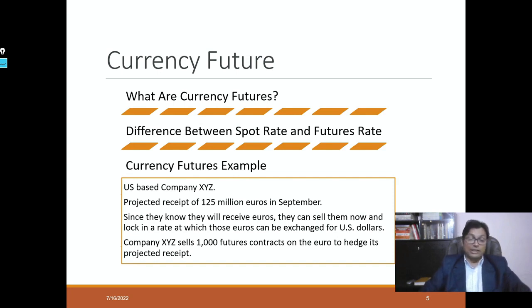And the company XYZ sells 1000 futures contracts on euro to hedge its projected receipt. So they know the difference of the USD versus euro, and based on that, for 125 million euros, they are selling 1000 futures contracts to hedge their risk, so that the rate is locked for them. So this is the example of a currency future.